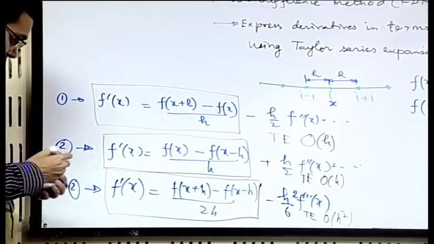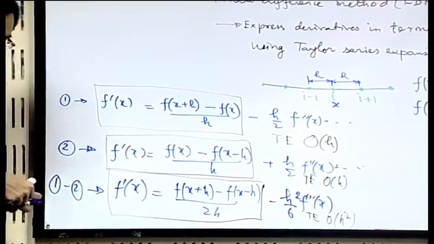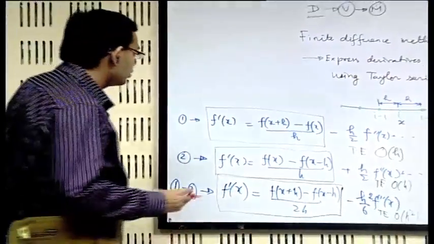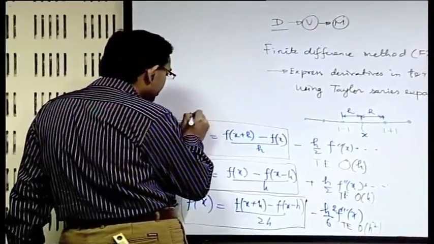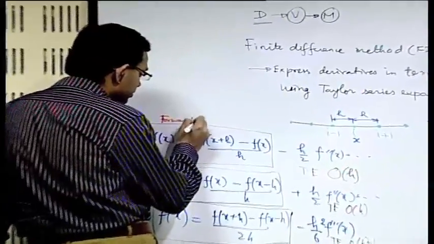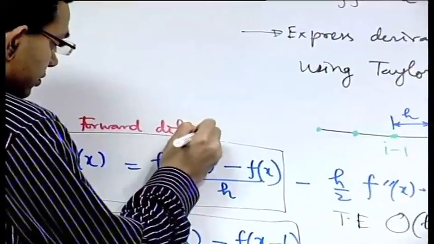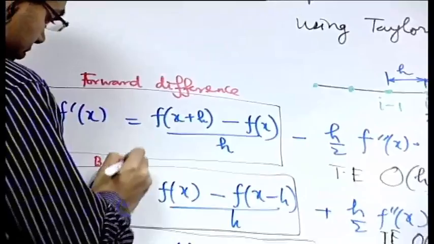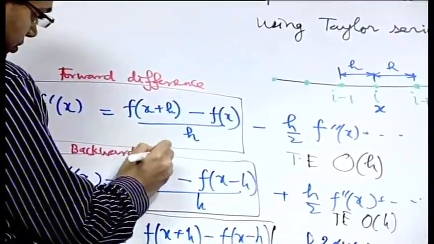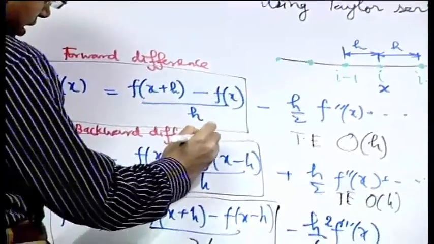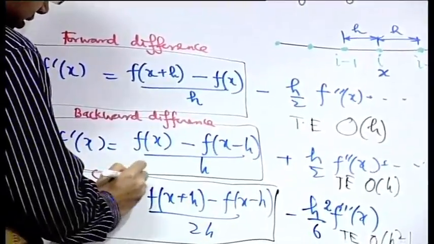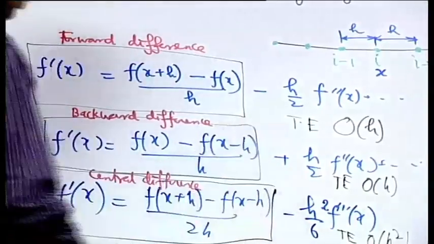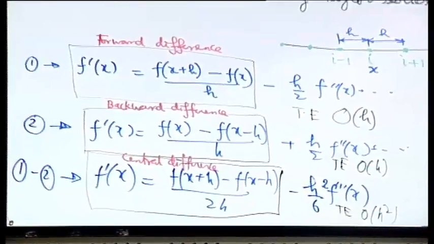So, these are known as different ordered difference formulas. So, this is forward difference, this is backward difference, and the third one is central difference, corresponding to the first order derivative.